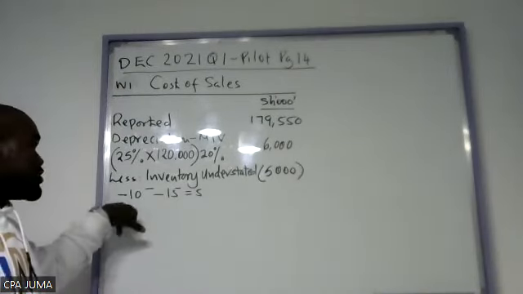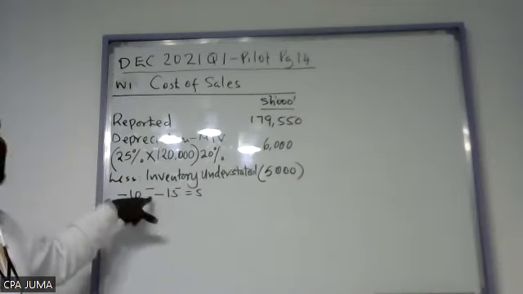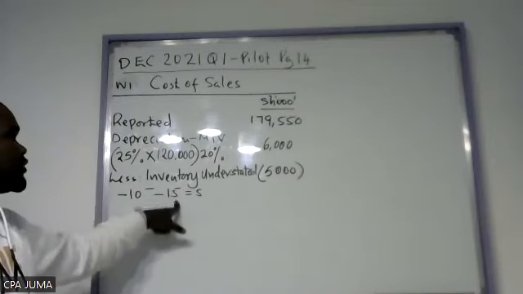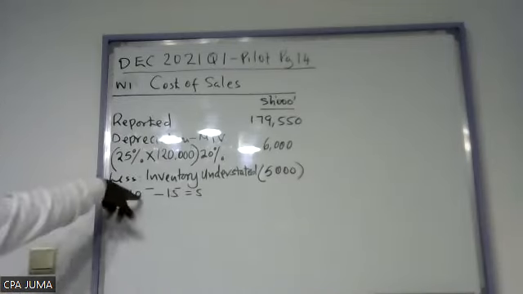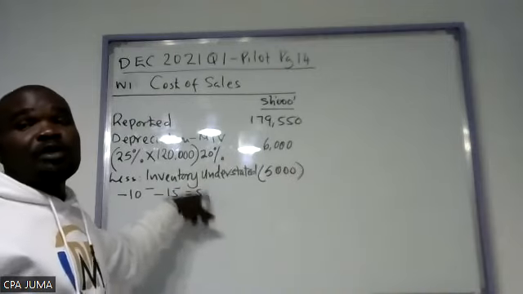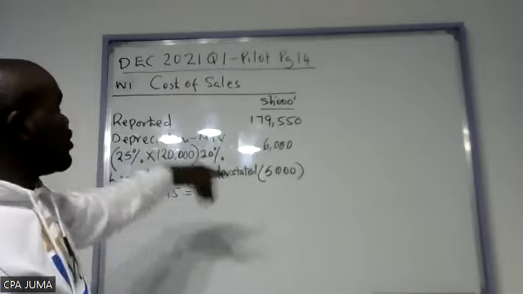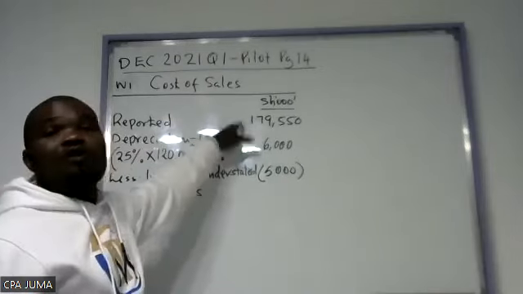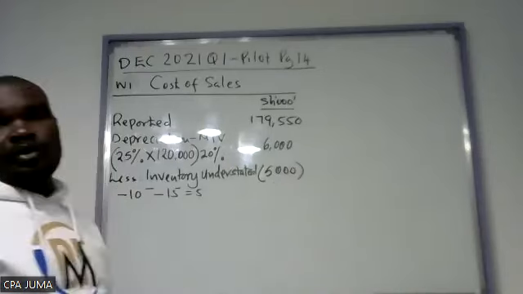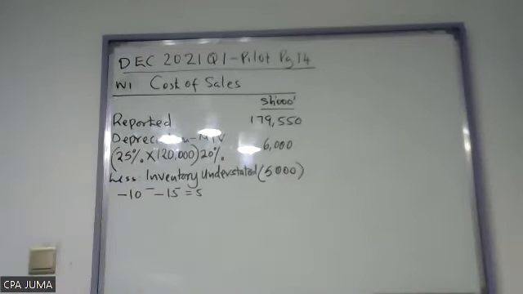This one was understated by 10, but closing stock must be subtracted. So it's minus 15, which is plus 5. So the net effect is positive 5. Positive 5 means the net effect is an overstatement. So overstatement means the cost of sales was overstated by 5 million. So you subtract.